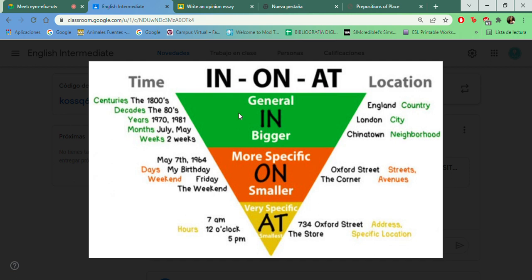Decades, years, months, and weeks, we use in. Now let's go a little bit further. We will go a little bit deeper with more specific events. We use in for days. Okay, days. I don't know why there is dates here, because dates are not correct. Dates are with on. Sorry, on. I was talking about in. I don't know what happened.